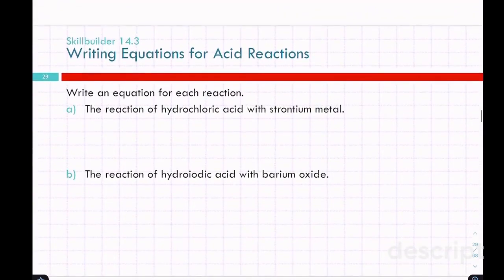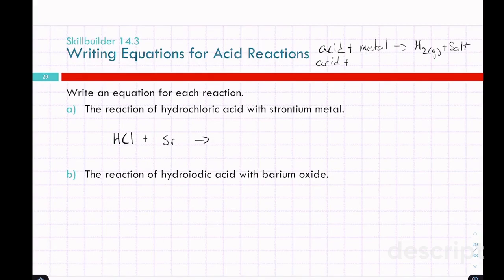So we'll do just a couple examples of these. Reaction of hydrochloric acid with strontium metal. So HCl plus strontium. If it's up here, acid plus metal, that'll give us H2 gas plus salt, and then an acid plus metal oxide will be H2O plus salt.